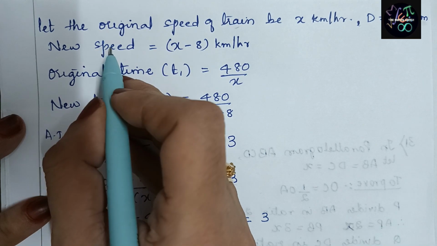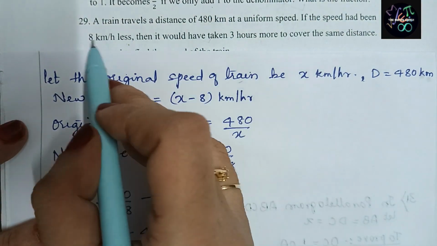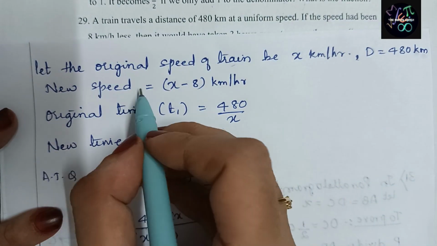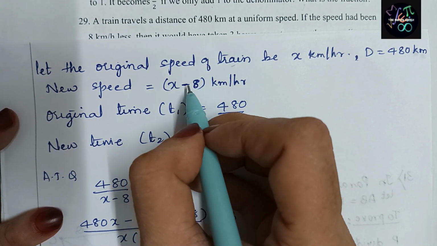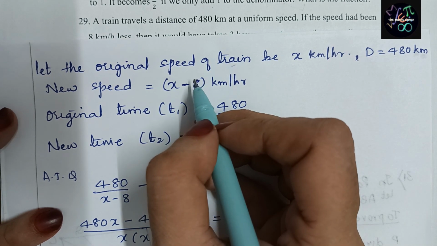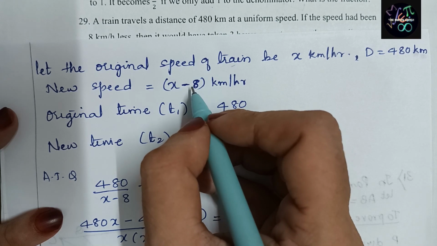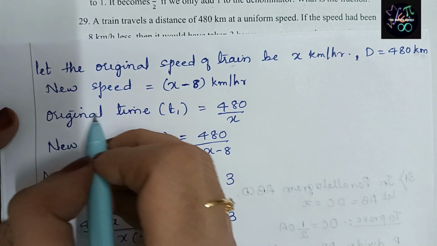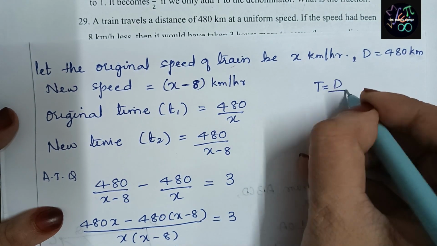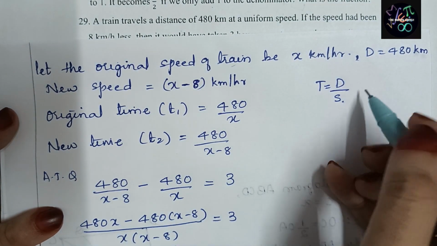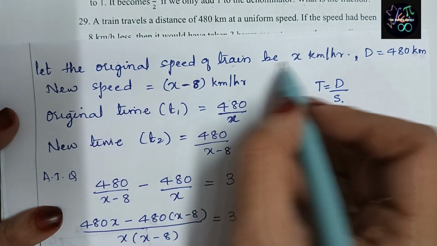New speed: they have told that the speed had been 8 kilometer less, so I have written the new speed when 8 kilometer is less. They have told less, so we have taken minus here. If the question had said 8 kilometer more, then we would have taken plus here. Now we need to find the time. That is the original time. We know time is equal to distance upon speed. So time is equal to 480, the distance, upon the original speed x.